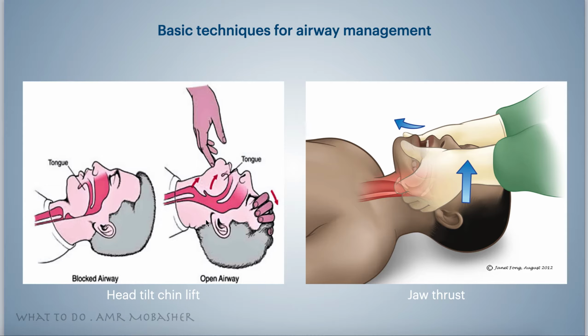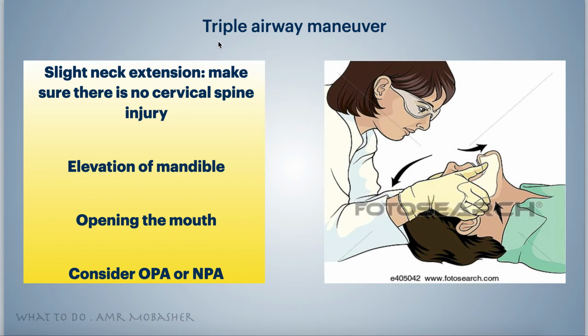If you have that concern, you have to try jaw thrust only, just pushing the mandible upward and opening the mouth in this way, but don't manipulate the cervical spine at all. We can combine both of them and do triple airway maneuver, which is simply jaw thrust with simple head tilt. And after that, you might consider airway adjuncts to help you to get more control, either oropharyngeal airway or nasopharyngeal airway.